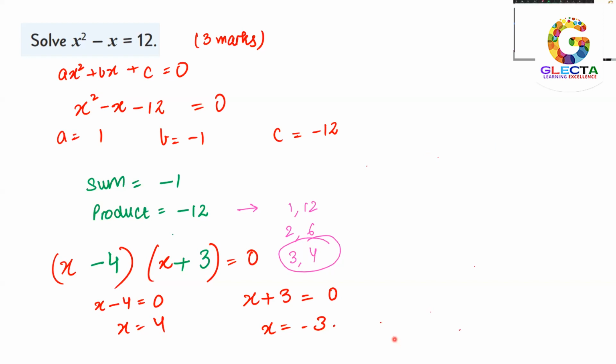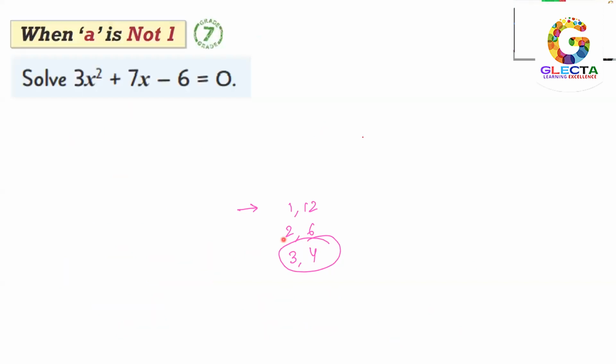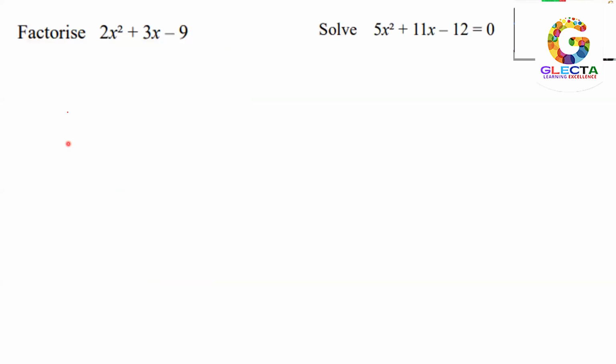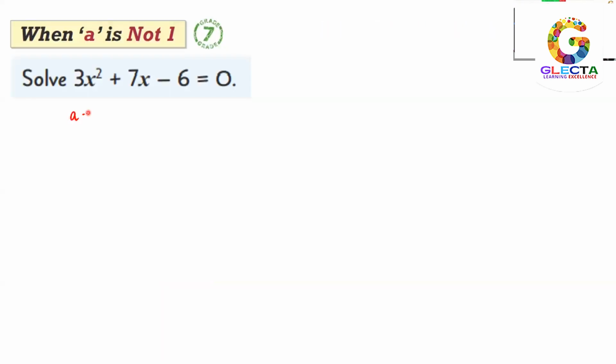All right. So now I'm going to move on to the higher part, right? So over here, when we come to the higher part, when A is not 1, over here, A is 3, B is 7, C is -6, grade 7. We follow the middle term splitting method. Just go by the name of this method, middle term splitting.